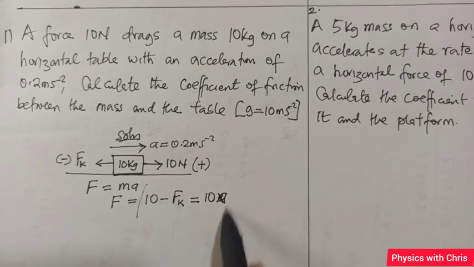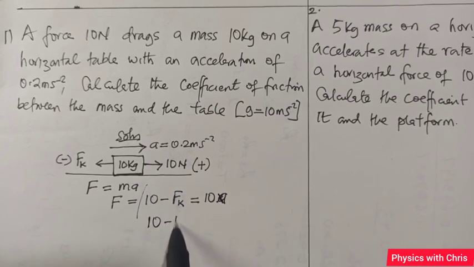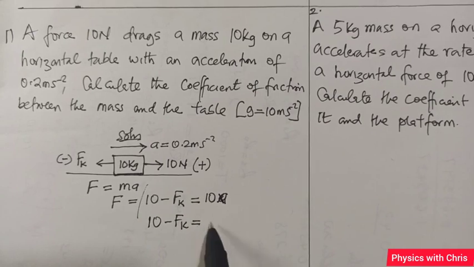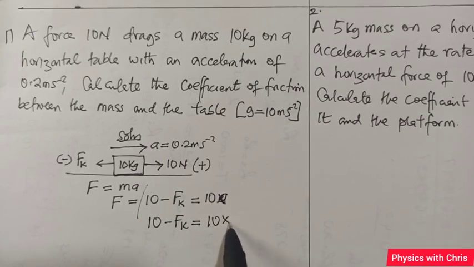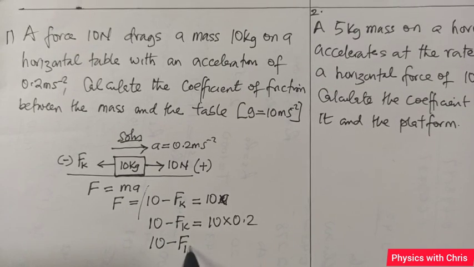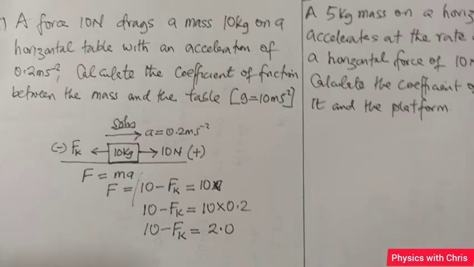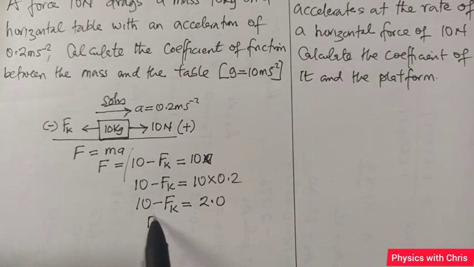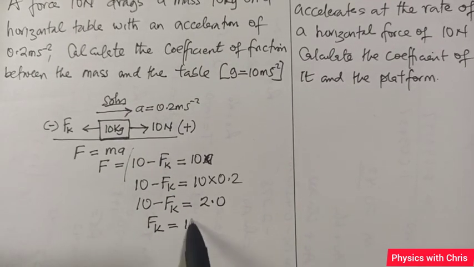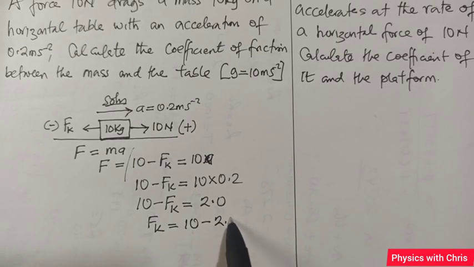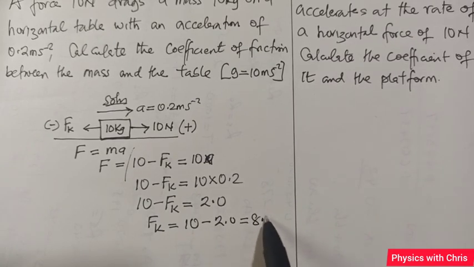So I can use the two sides of the equation, so that 10 minus Fk is equal to 10 times my acceleration 0.2. So that gives me 10 minus my kinetic frictional force equals 10 times 0.2, which is 2.0. So this eventually becomes 10 minus 2, that gives me 8 Newton.